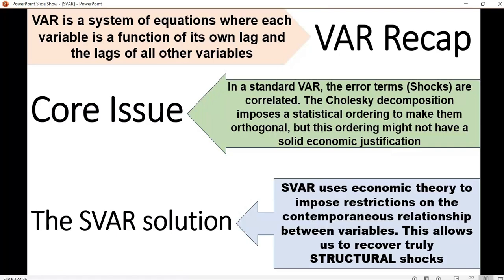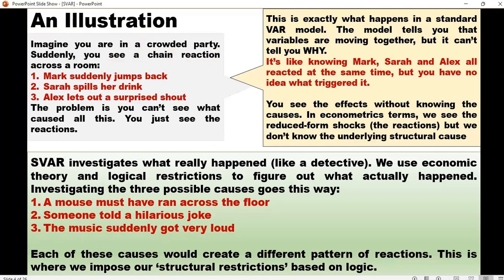In order to understand this distinction between VAR and structural VAR very effectively, we have to use an illustration. Imagine you are at a crowded party. Suddenly you see a chain reaction across the room. You see Mark suddenly jump back, Sarah spills her drink, Alex lets out a surprise shout. The problem is you can't see what caused all this. You just see the reactions. And that is exactly what the VAR model will tell you.